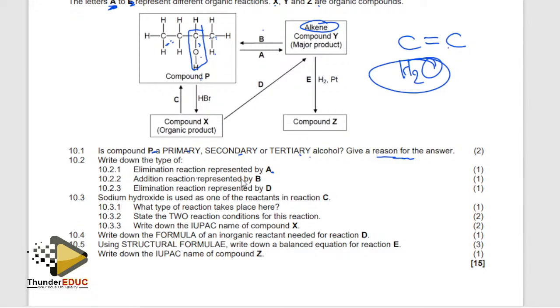the addition reaction represented by reaction B. You see, it means from alkene to alcohol. They are saying, write down the type of addition reaction represented there. Now I'm adding water, going from alkene to alcohol. Therefore, it's going to become hydration. In the previous one, because I'm removing water, it was dehydration. Because here I'm adding, it becomes hydration. Then they are saying the elimination reaction represented by D.